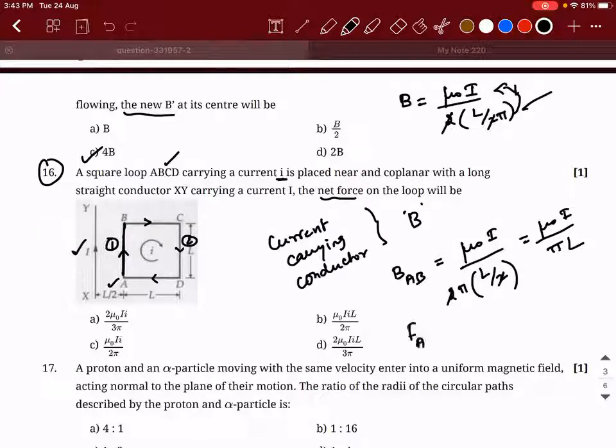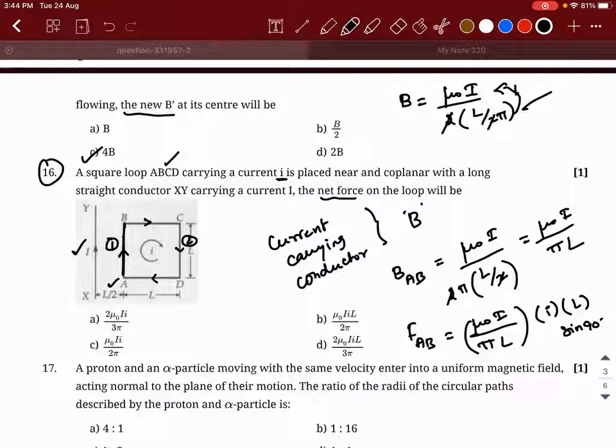So what will be the force experienced by AB? The field B is mu naught I divided by pi into L. B into I is how much? Small I into length is how much? Capital L into sine of 90 degrees.